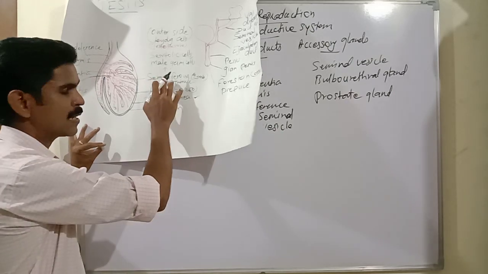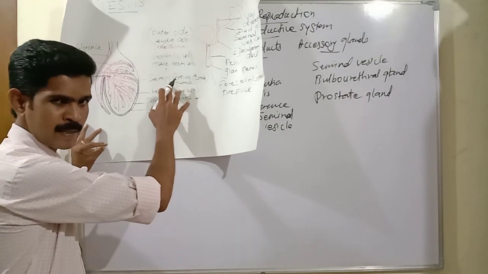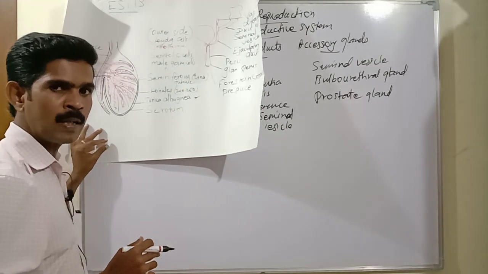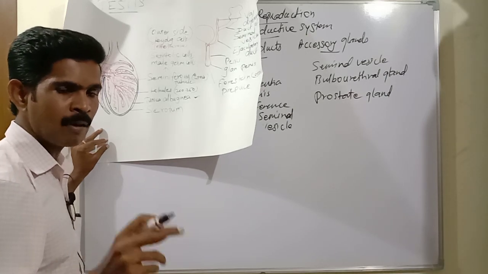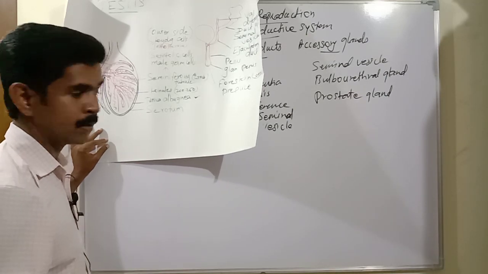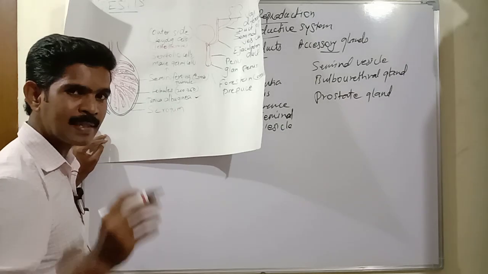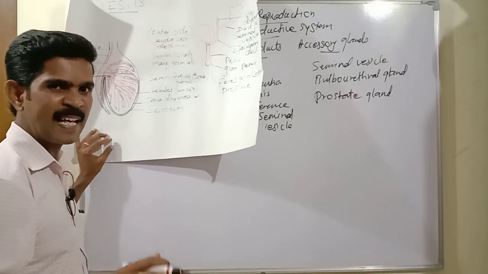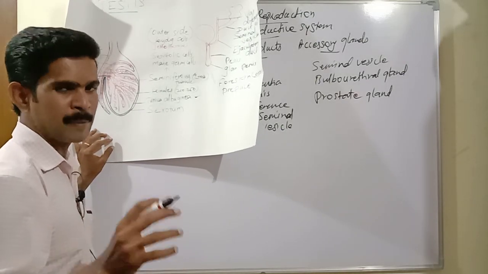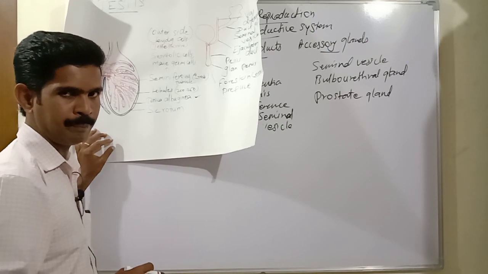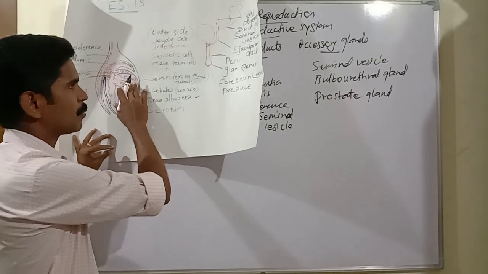And the main function of this seminiferous tubule is that the seminiferous tubule is only responsible for the production of the male sex cell, the sperm. That means the seminiferous tubule acts as a site or place for the production of sperm or the spermatozoa. I hope you all understood this point.